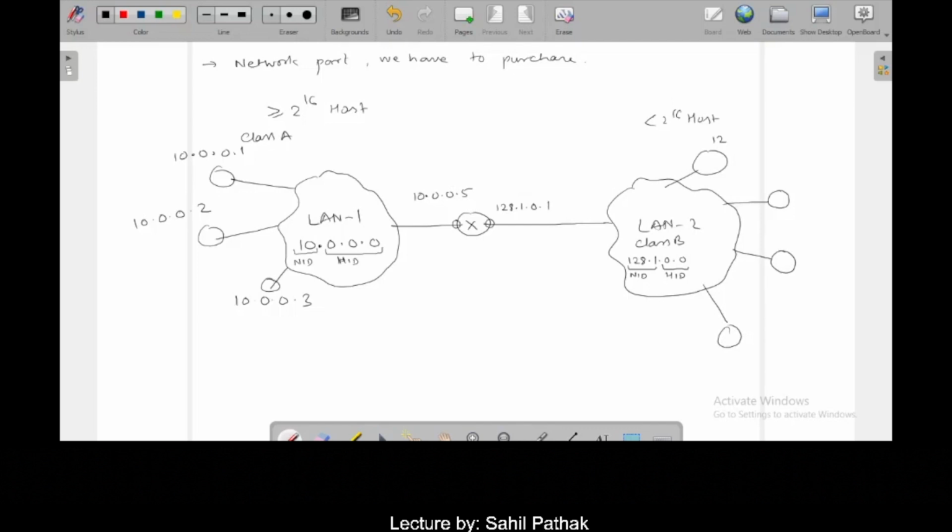Now you can give different IPs to the different hosts. For example, you can give this host 0.2, since .1 is already assigned. Now you can give 0.3, and you can give 0.4.